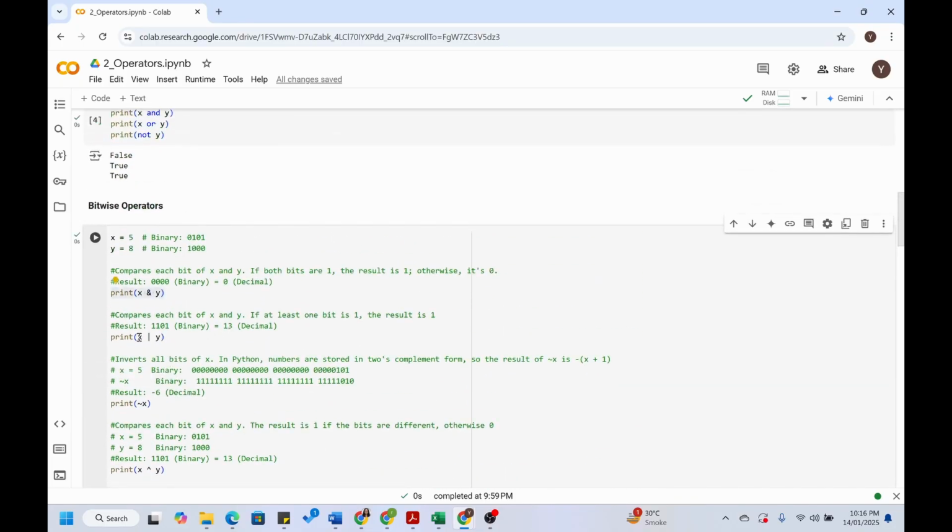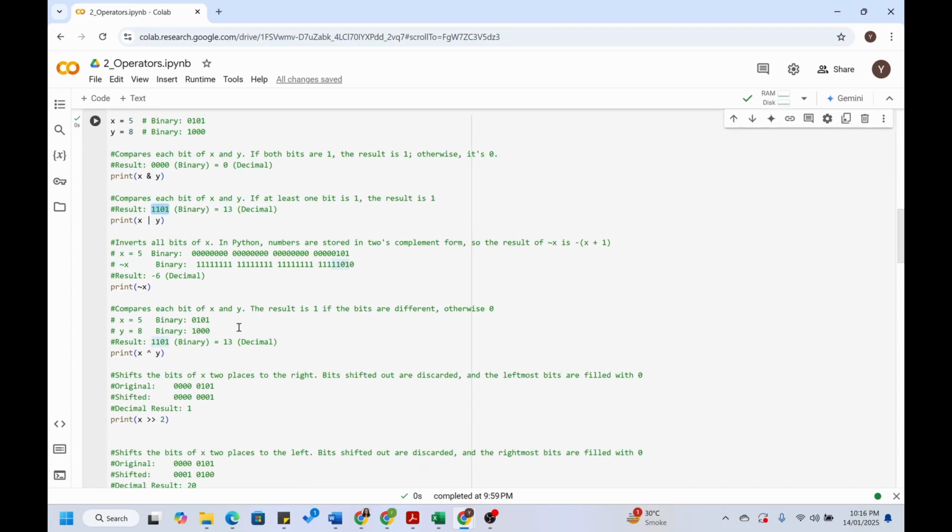Second is when I'm comparing x and y with this operator. Now see what it will do. It will put 1 if at least one of the digits is 1. So you can see in three different places I am getting at least one digit is 1. Only in the third place where both the values are 0, so that's why I'm not getting 1 over here. So this is the result. I'm getting 1101, which is the binary conversion, and when I'm converting it to decimal it comes to 30.